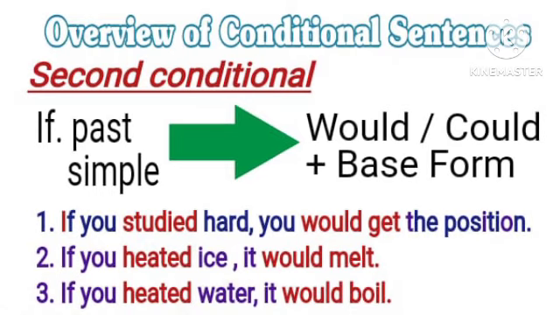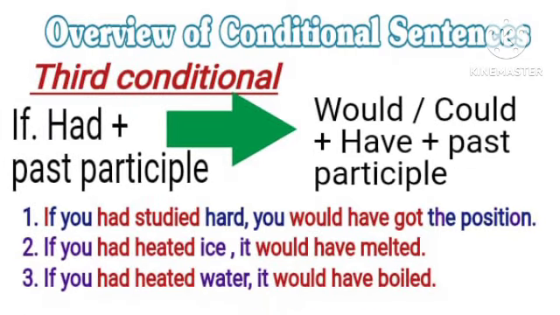Third conditional: if plus had plus past participle, would or could plus have plus past participle. Examples: 1. If you had studied hard, you would have got the position. 2. If you had heated ice, it would have melted. 3. If you had heated water, it would have boiled.